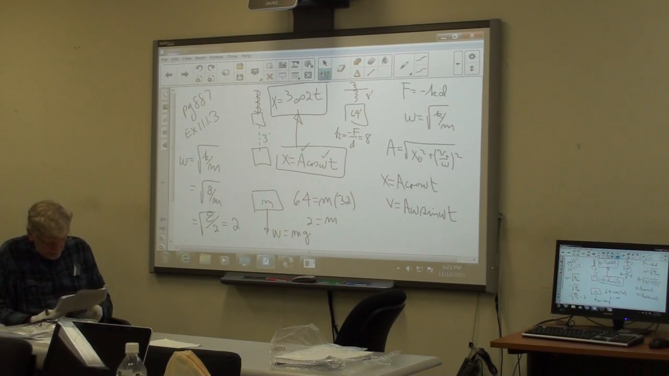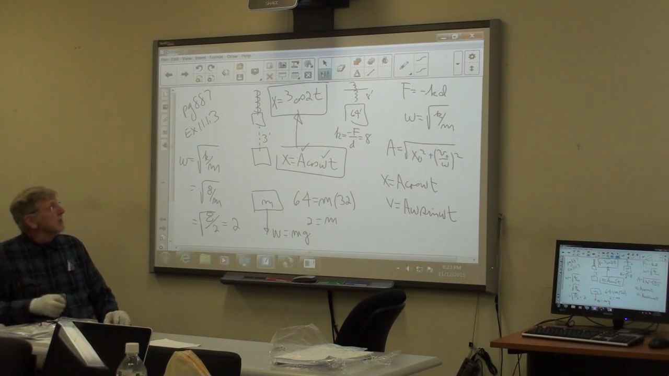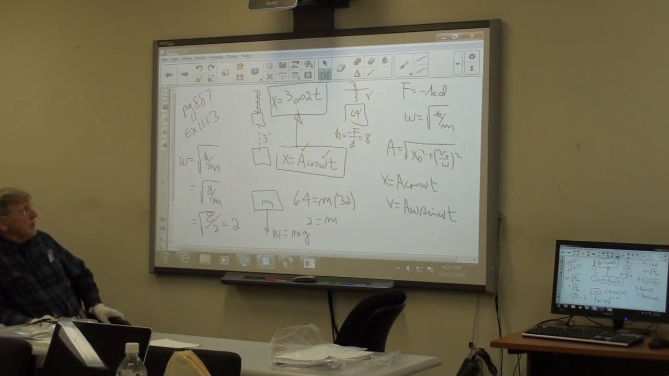Okay. Now, question two. If an object is attached to the spring and released 3 feet, when does the object first pass through the equilibrium position? When does it first pass through the equilibrium position? I would suggest that it passes through the equilibrium position in 1/4 of a period.